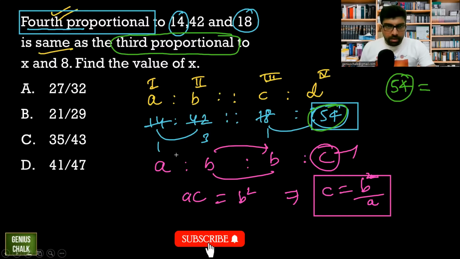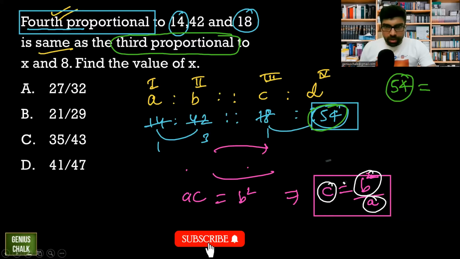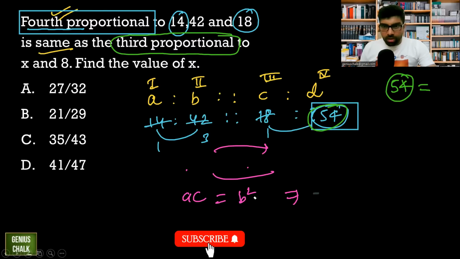So let's apply. That means if you have two numbers, A and B, you can find their third proportional. What is that? B square by A. This is the third proportional. So let's find it. So it is saying that this 54 is a third proportional.